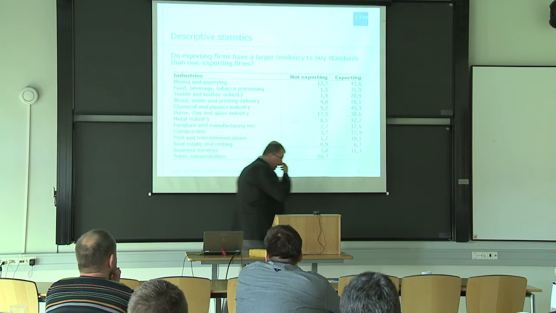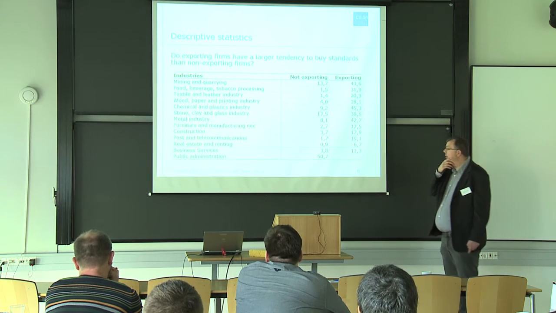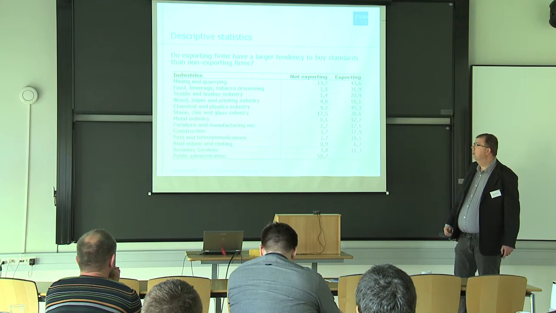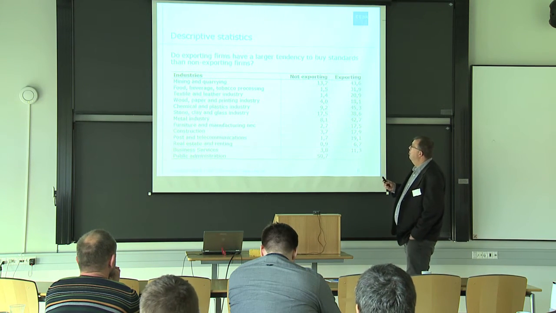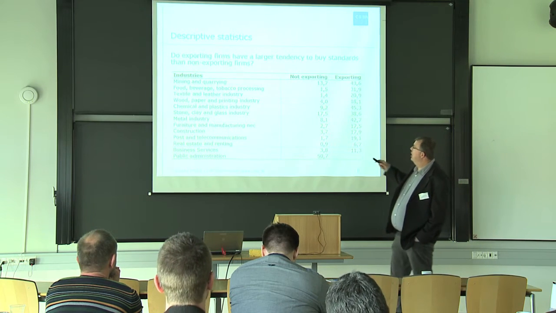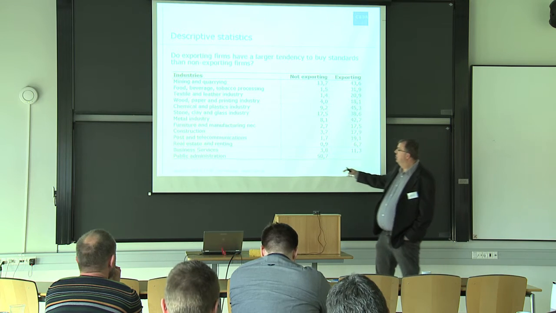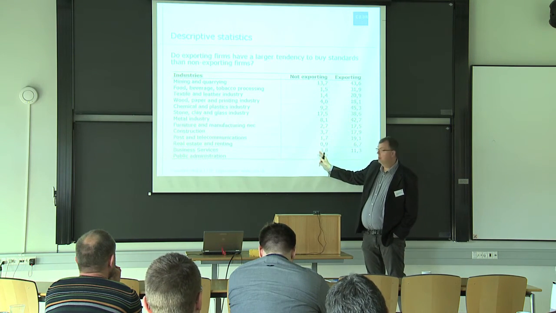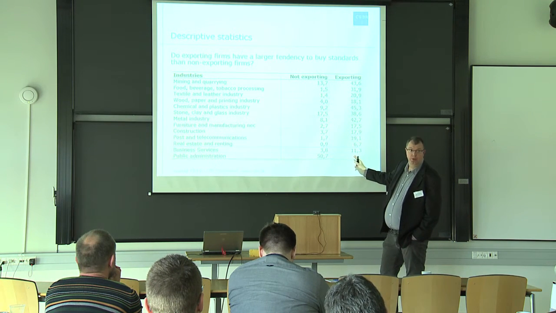So this is to underline my point about the fact that standards facilitate trade. This table shows the probability that a firm, the share of firms in an industry, has bought standards. This is the share of non-exporting firms within the industry that bought standards in 2005, and this is the share of exporting firms.